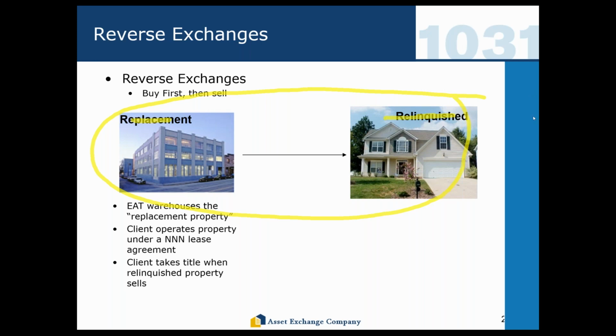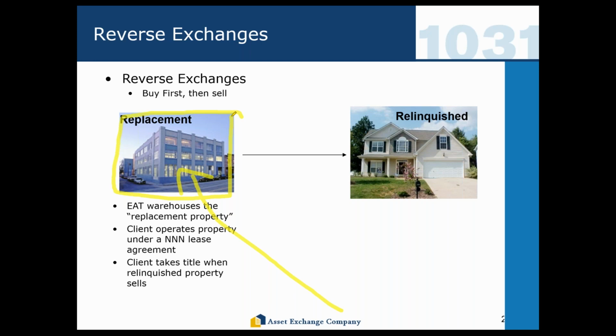So the way that reverse exchanges are structured is my company will come in and become the buyer of the replacement property for you. Let me say that again. In a reverse exchange, we become the buyer of the replacement property on your behalf. Once you sell your relinquished property, we then transfer the new property to you. All right, so there's a bit of a shell game going on here. So you can't own them both at the same time, so we will buy this one for you. Once you get your property sold, you can now take title to the replacement property.